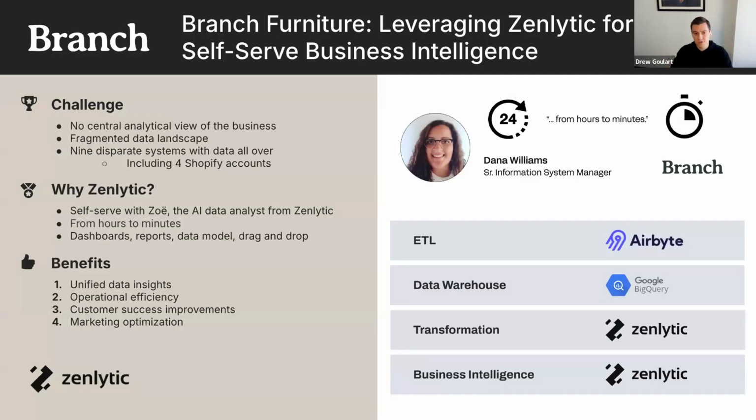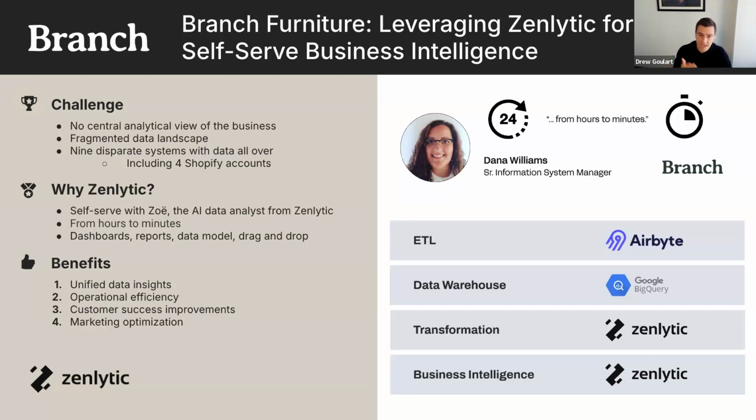And we have customers that are using Zenlytic and finding these same sorts of benefits. One example is Branch Furniture, who before Zenlytic had a very fragmented data landscape. They had no real central analytical view of the business, and they had all these disparate systems that for the marketing team and the sales team and the product teams became too complicated to use on their own. And so whenever they had a question, they'd have to reach out to Dana, who was their analyst and leading the data function, to ask her to answer every question. But that meant very, very slow time to insight. Dana was constantly bottlenecked, couldn't focus on the more important initiatives, and it wasn't working.